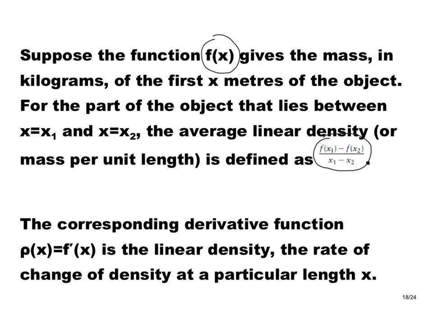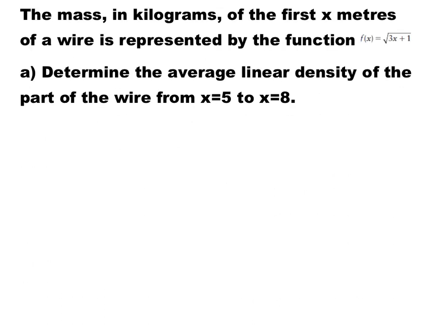If we take the first derivative of f of x, which is f prime of x, this is going to be the linear density, which is the rate of change of the mass at a particular length x of the material. In the next example, the mass in kilograms of the first x meters of a wire is represented by this function, where x represents the length of the wire. We are supposed to find the average linear density of part of the wire from x equal to 5 to x equal to 8 meters.